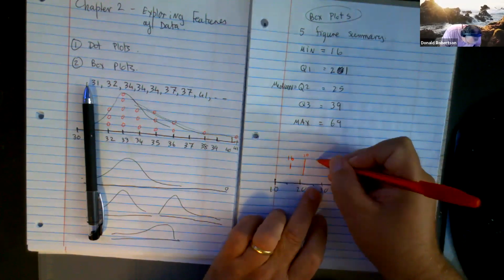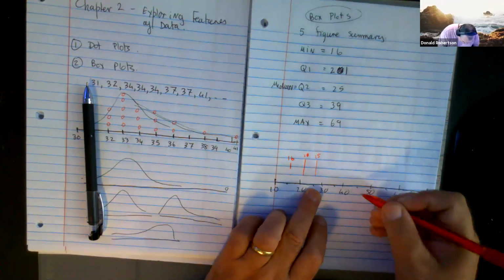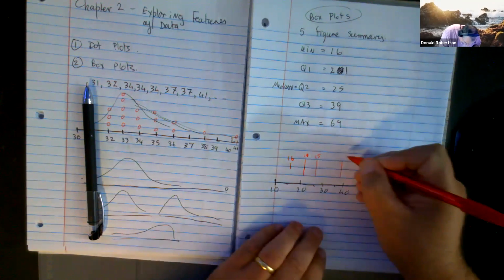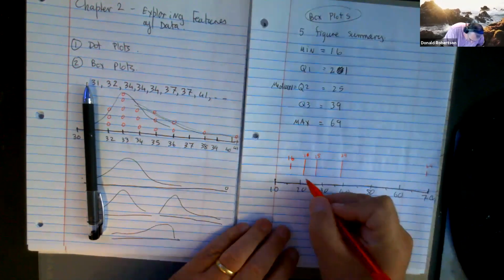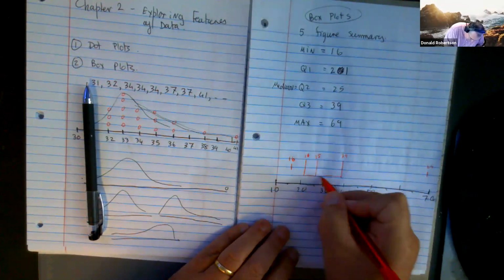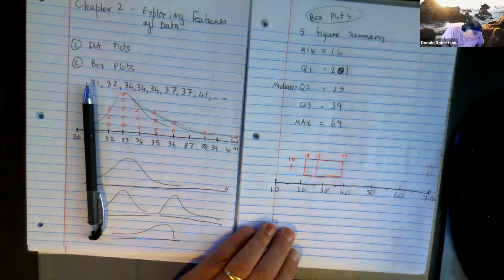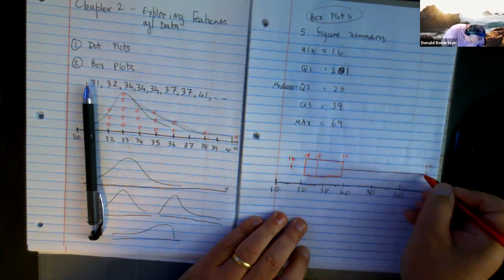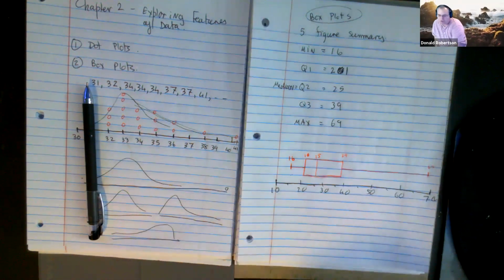25 would be here. And 39 would be way over here. And 69, oh, it's 39. And then finally 69 would be here. And you join these together. And they make the box. And then you draw a big, long, skinny line to here. And a big, long, skinny line to here. And that is a box plot.